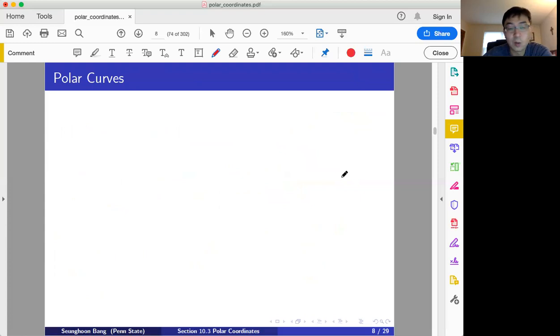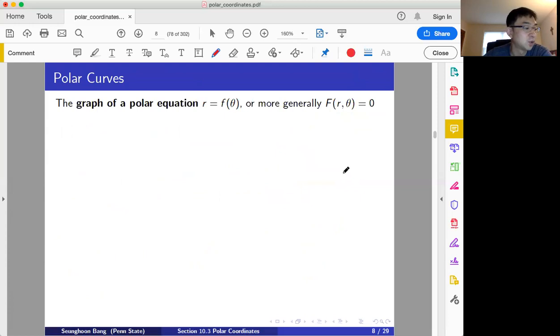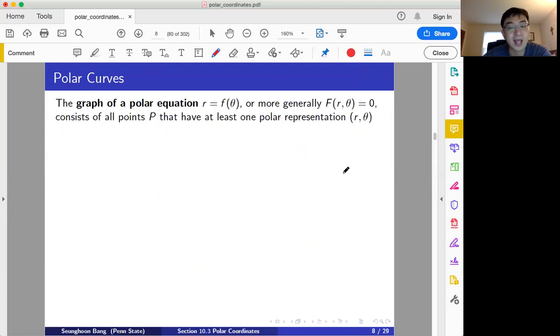The next one, polar curve. The graph of a polar equation, r equals f of theta, or in more general form, F of r, theta equal to 0, consists of all points P that have at least one polar representation r, theta whose coordinates satisfy the equation. We call it the polar curve.